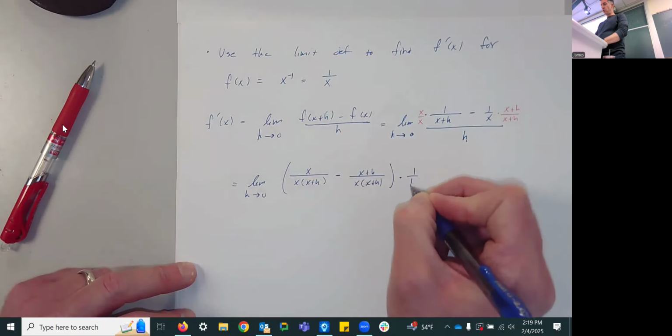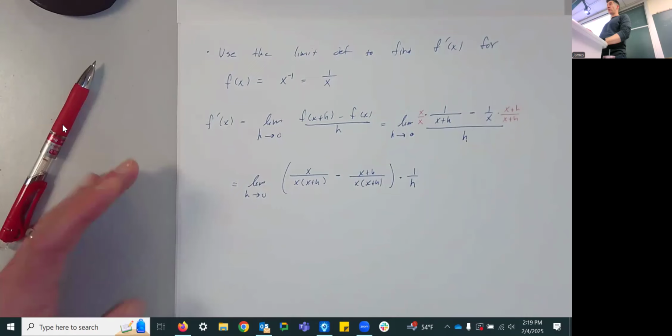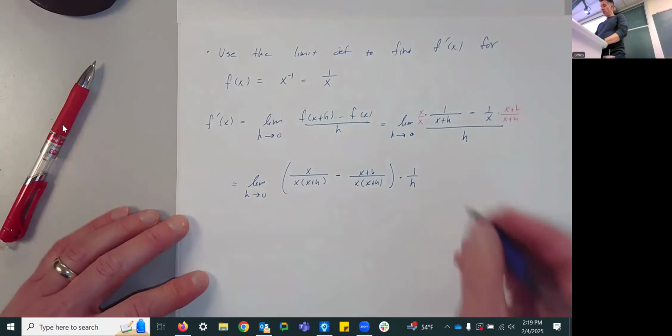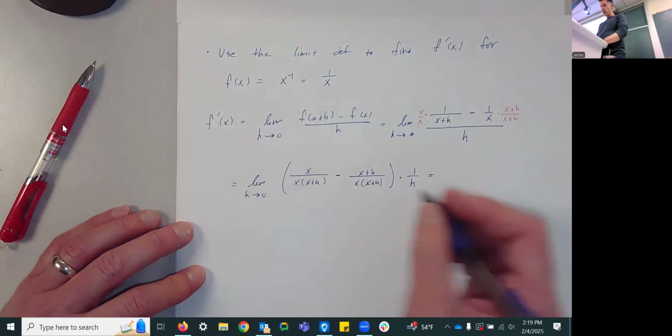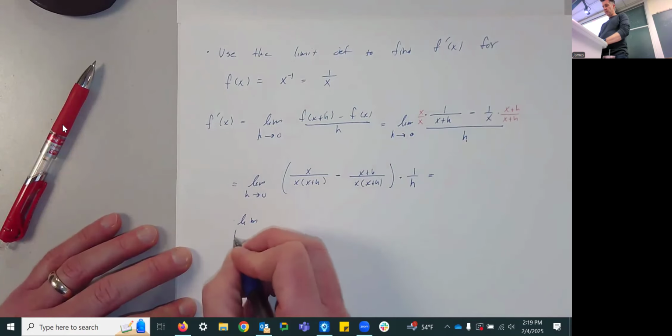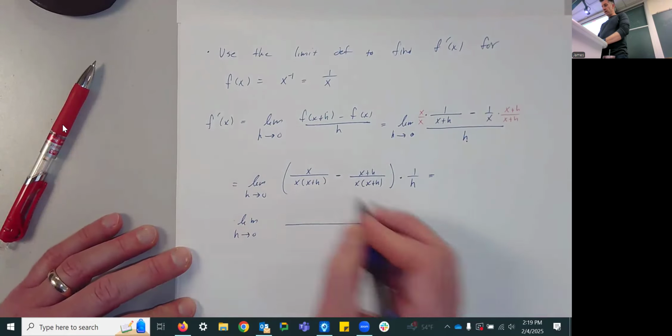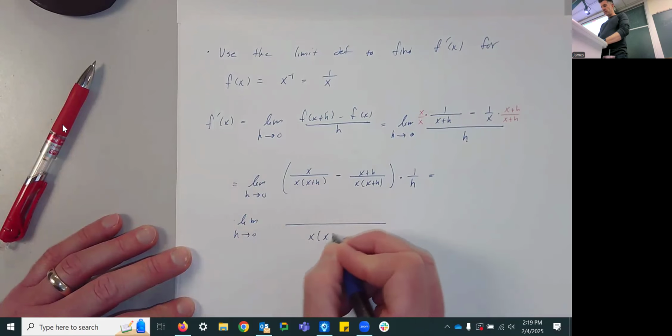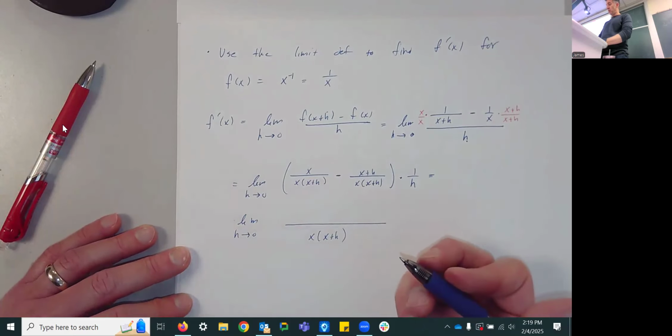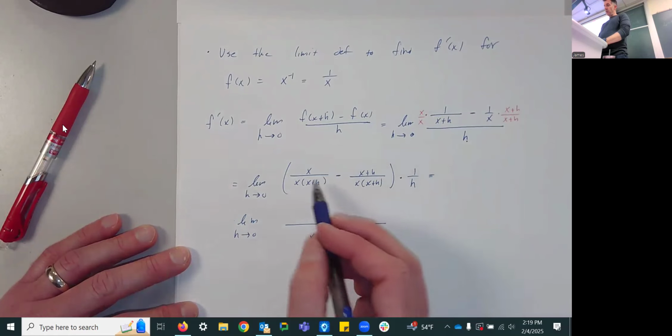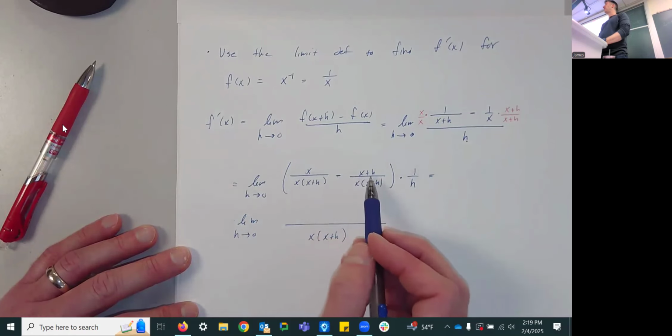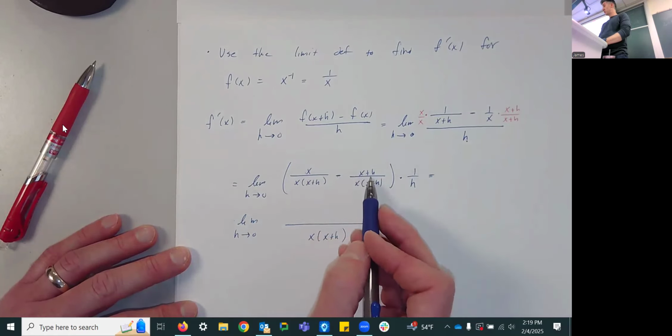By 1 over h. Right? Dividing by h is equivalent to multiplying by its reciprocal. Then we can combine those two fractions there. Here's a place where, again, you have to be a little extra careful. When you combine these two fractions, your denominator is x times x plus h, right? That's what we got, a common denominator. And the numerator is x minus parentheses x plus h.